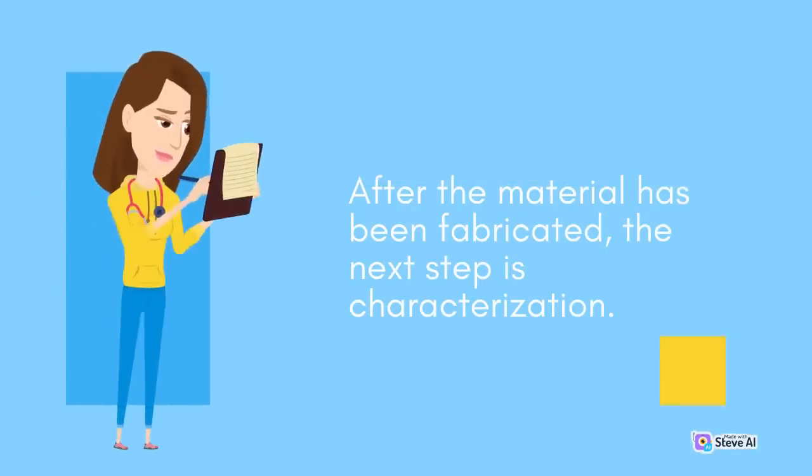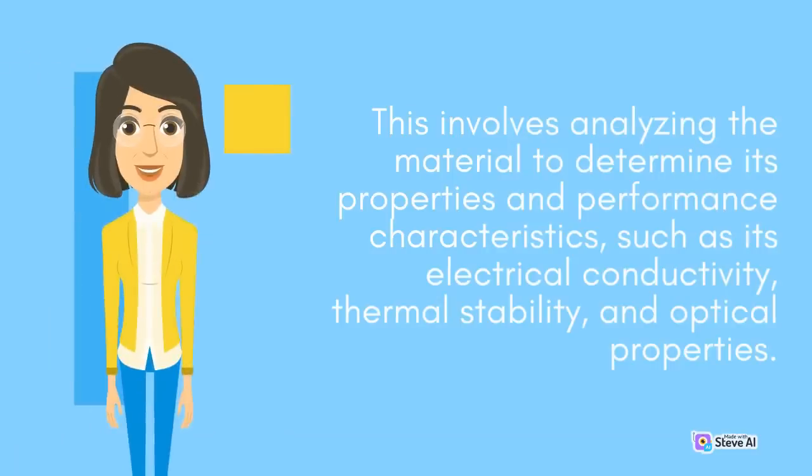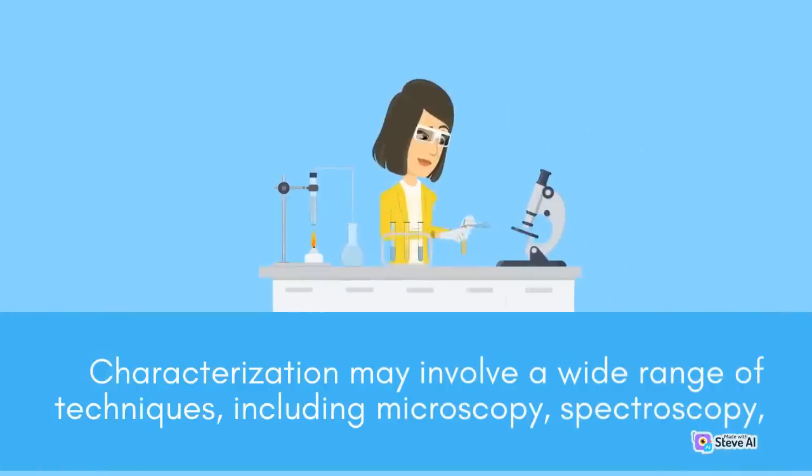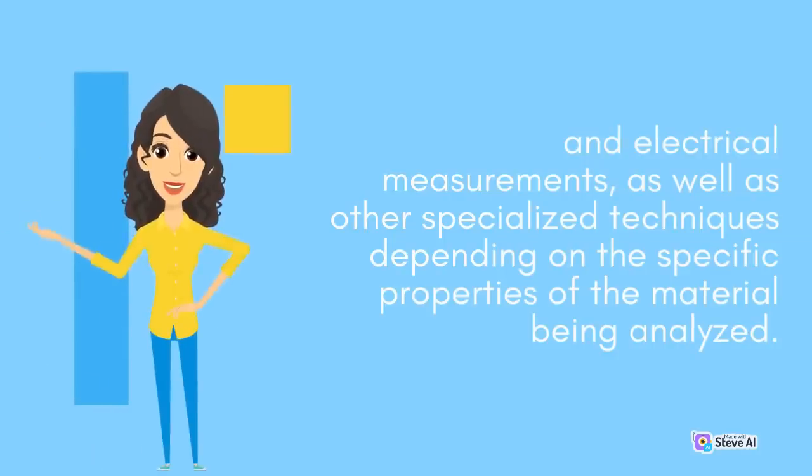After the material has been fabricated, the next step is characterization. This involves analyzing the material to determine its properties and performance characteristics, such as its electrical conductivity, thermal stability, and optical properties. Characterization may involve a wide range of techniques, including microscopy, spectroscopy, and electrical measurements, as well as other specialized techniques depending on the specific properties of the material being analyzed.